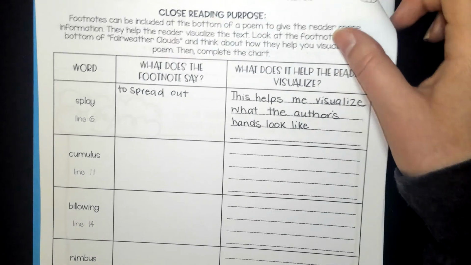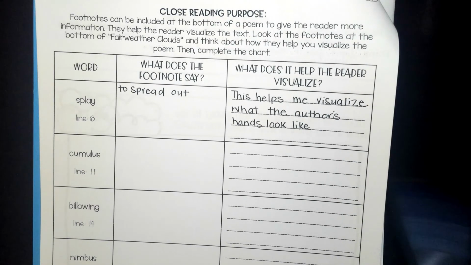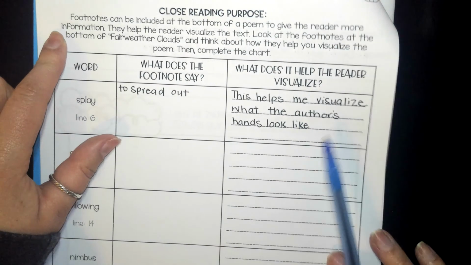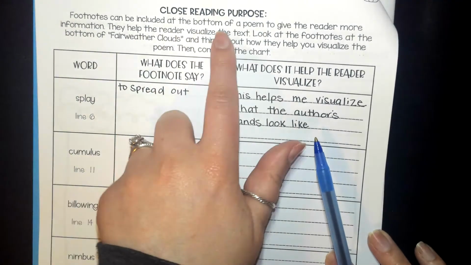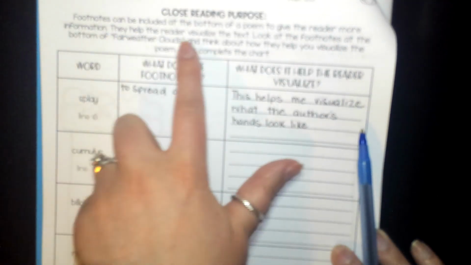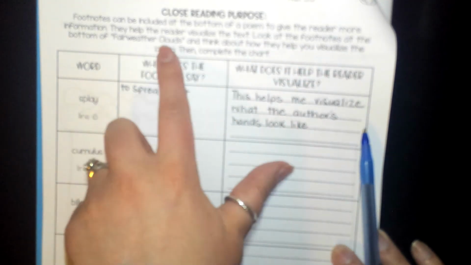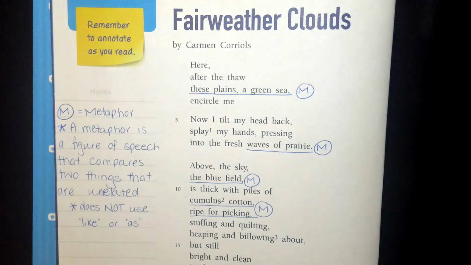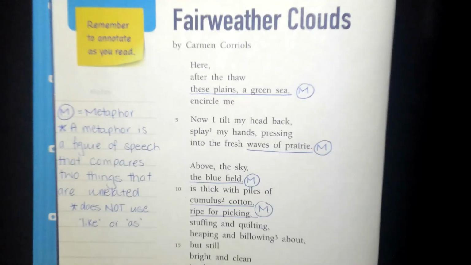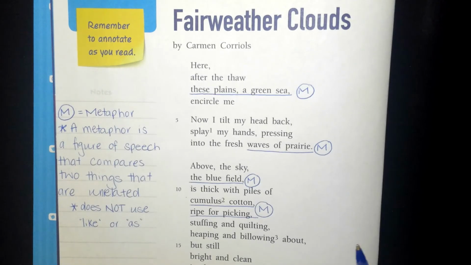Okay, so today we're talking about footnotes. And so I'm going to read this little section up here to you. It says, footnotes can be included at the bottom of a poem to give the reader more information. They help the reader visualize the text. Look at the footnotes at the bottom of Fair Weather Clouds and think about how they help you visualize the poem, then complete the chart. Okay, so footnotes, I think, clarify some of the information that you might not understand in the poem.